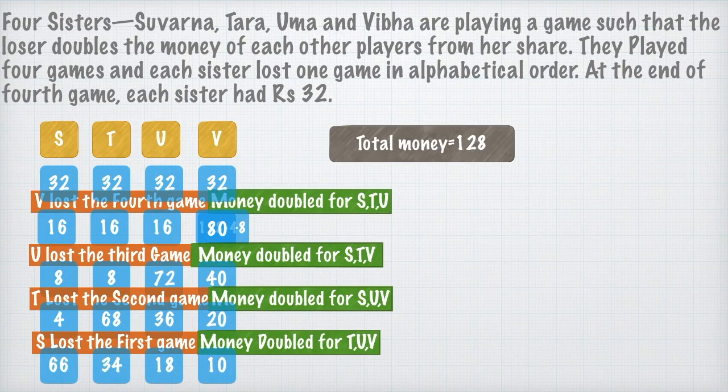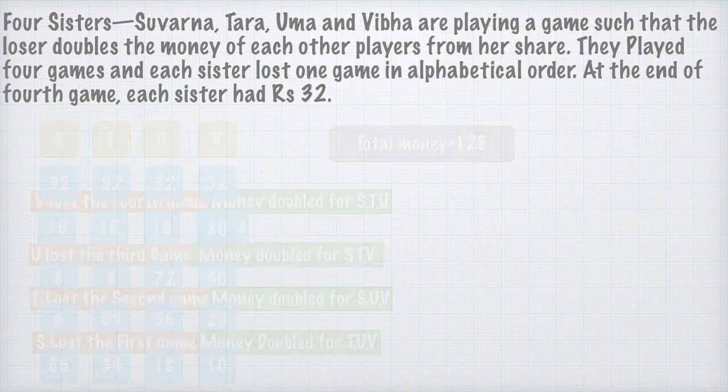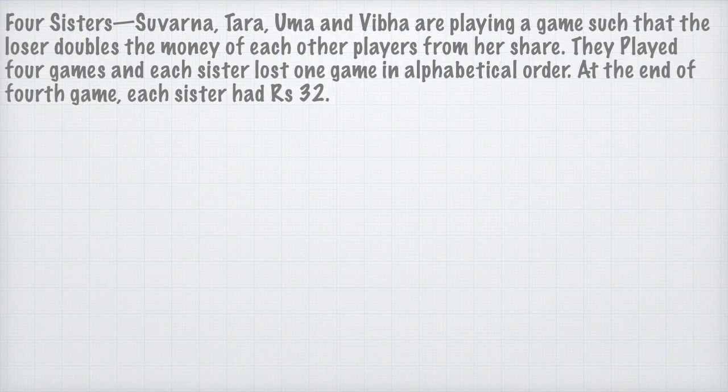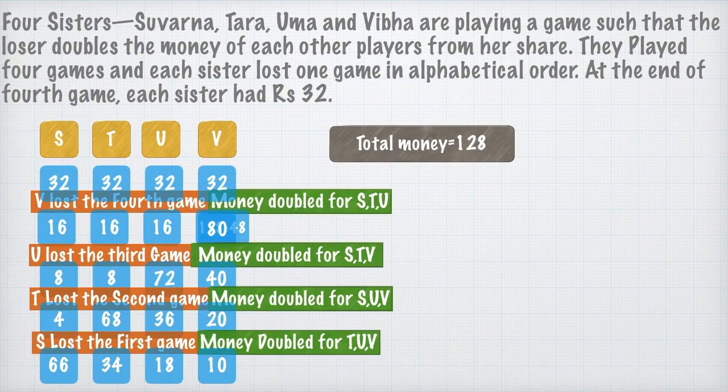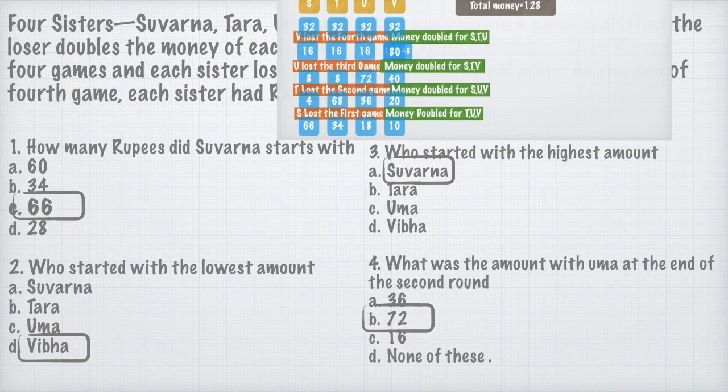For example, the first question was, how many rupees did Suvarna start with? That means in the beginning of the game. So go to your table. Beginning of the game means bottom of the table, because bottom of the table was the initial status. Then after the first game, second game, third game, fourth game, we are moving up the table. So at the beginning of the game, Suvarna had 66 rupees. I can very clearly see, right?